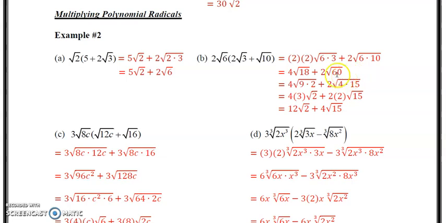And then we're going to break this down the best we can. So we know, remember, we just did it before. The square root of 18 becomes the square root of 9 times 2. The square root of 9 is 3. 4 times 3 is 12. So that simplifies to 12 root 2.